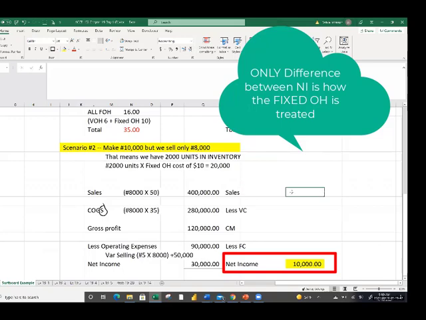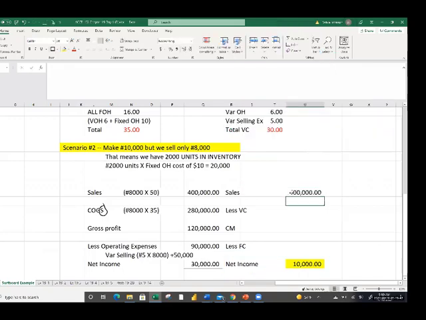All right, sales of 400, that's not changing. Less the variable costs. Well, we did a calculation and we came up with $30. So that's not going to change. We're going to do our 8,000 units times $30. That's that red number above. So that's going to give us 240.